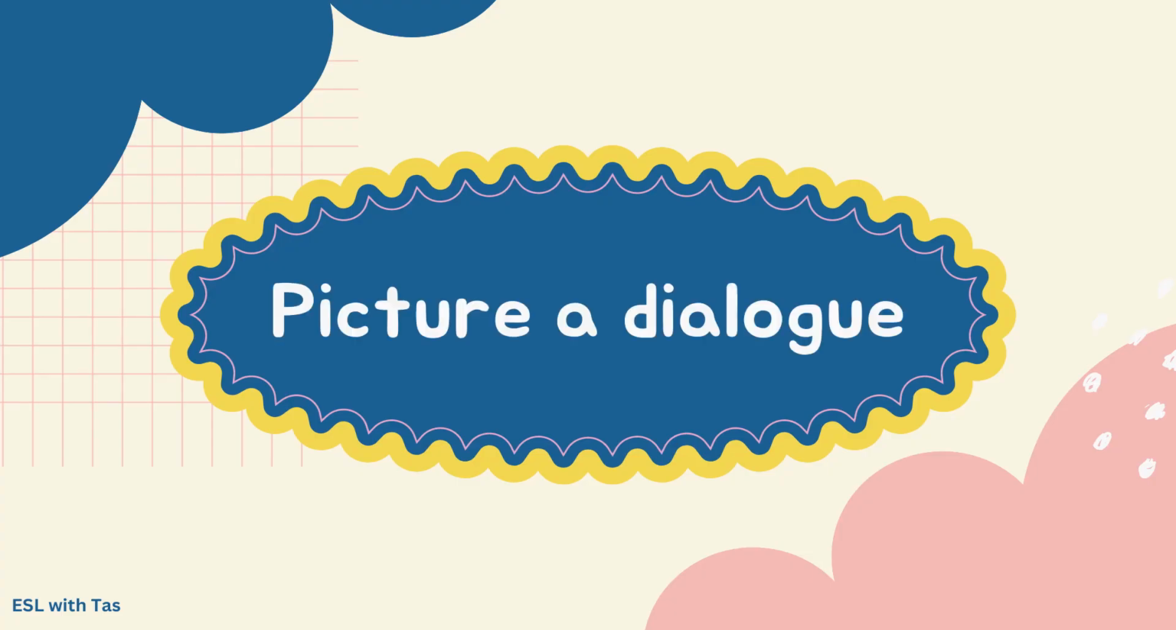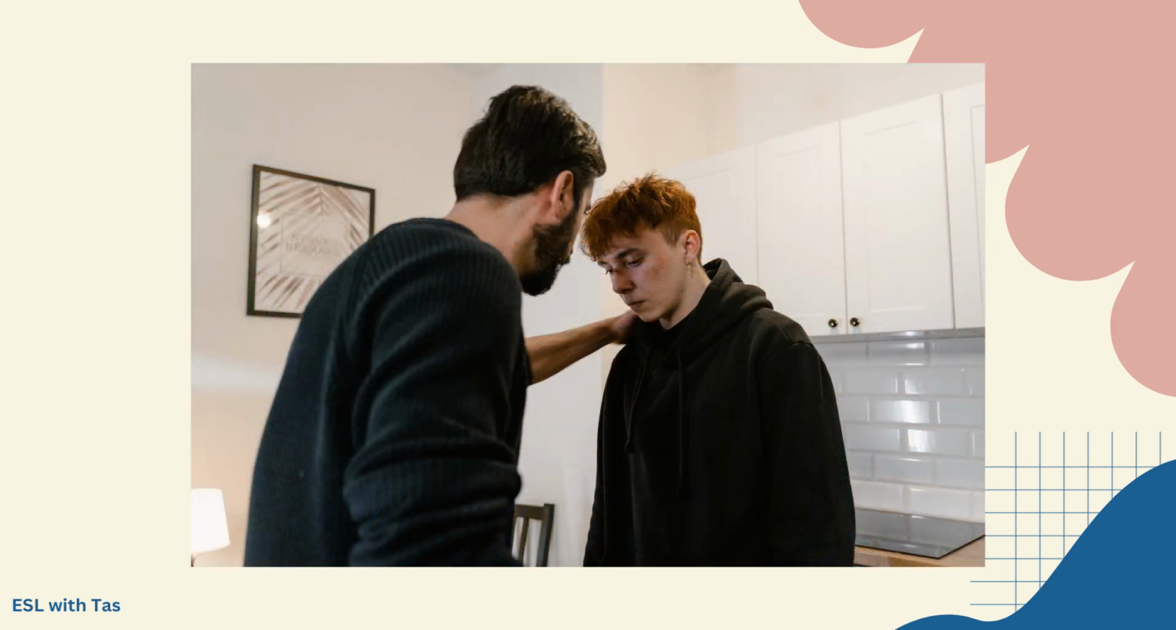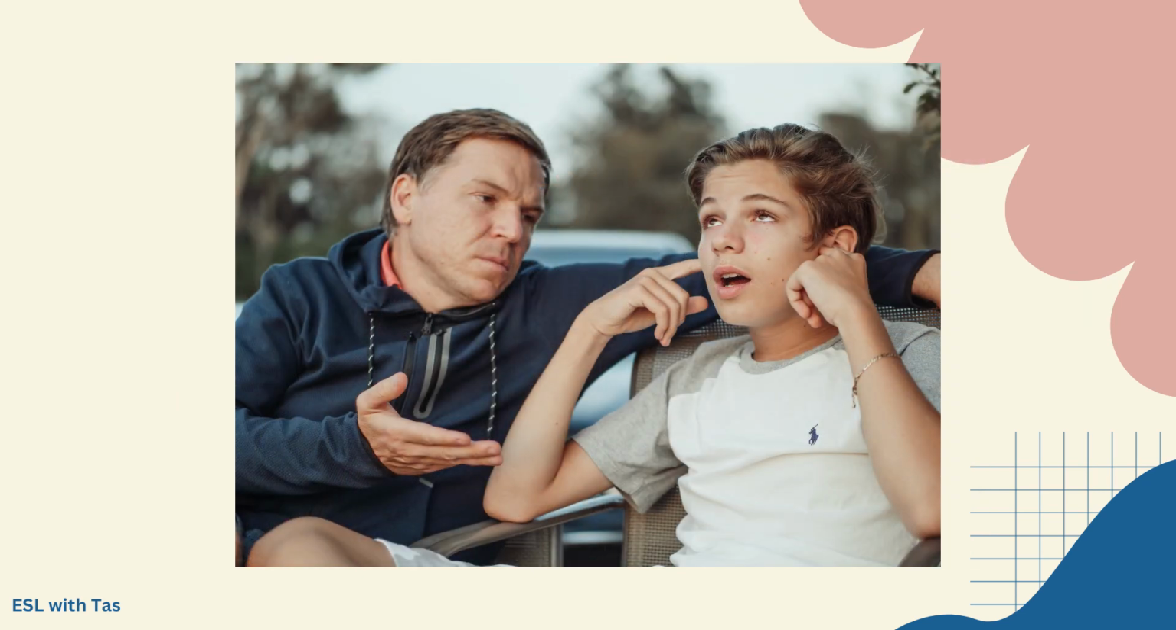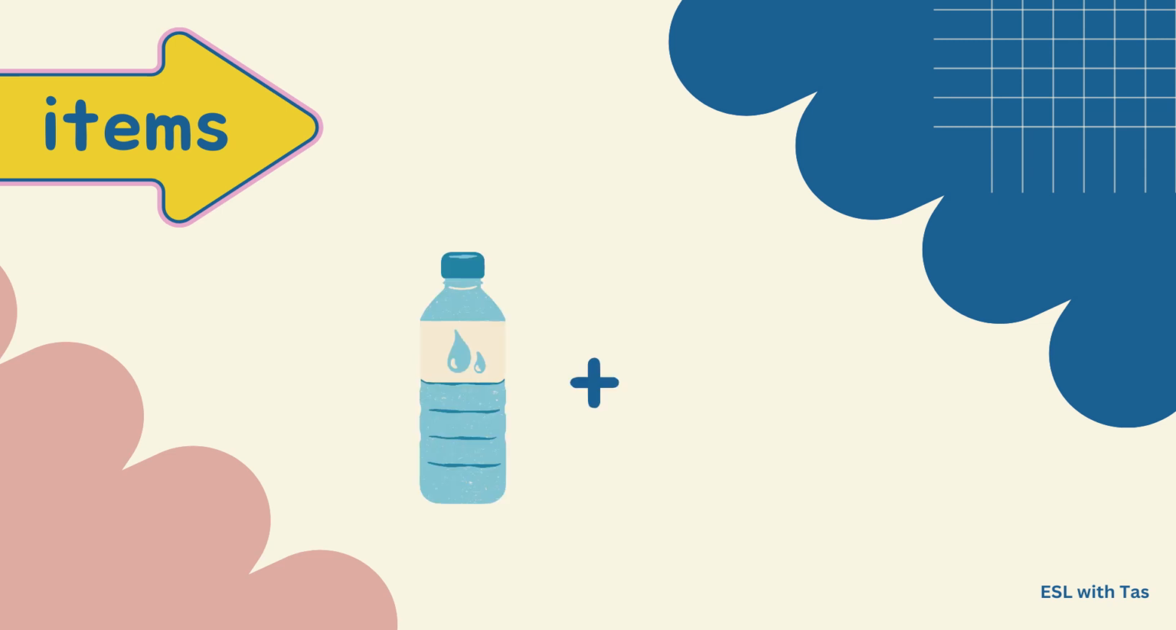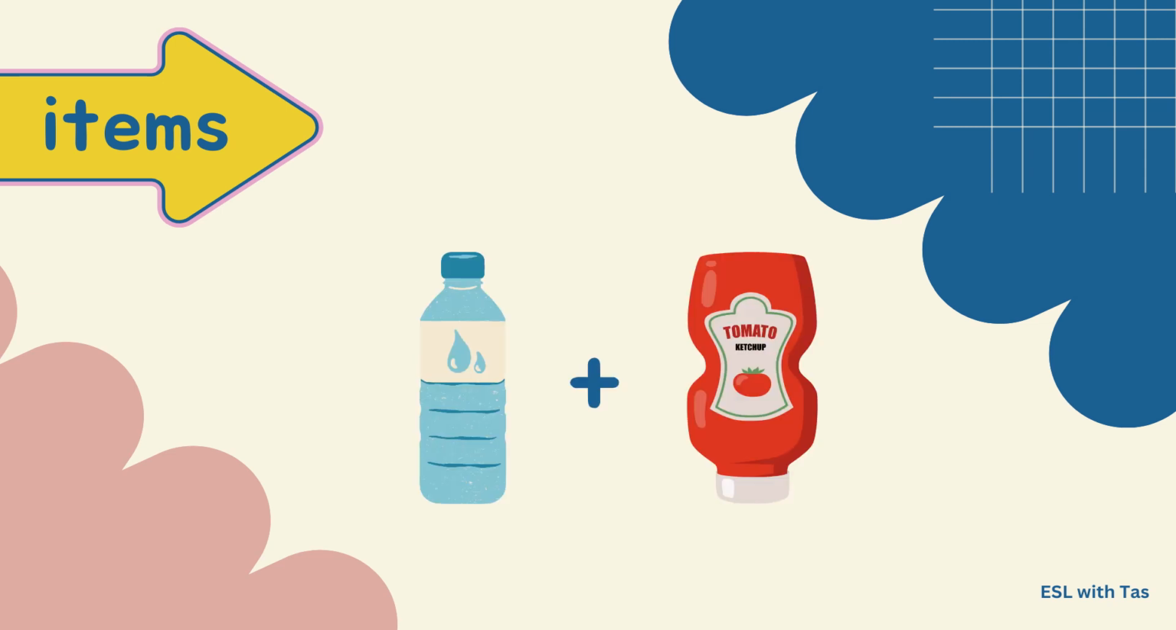First, picture a dialogue. Show students a picture of 2 people talking and ask them to create a small conversation between these people just based on the photo. Give them enough time to prepare their dialogues, and at the end, make every pair or group read their dialogue out loud. For advanced learners though, don't choose pictures of people. Go with pictures of 2 random items and ask them to create an imaginary conversation between, for example, a bottle of water and a bottle of ketchup.